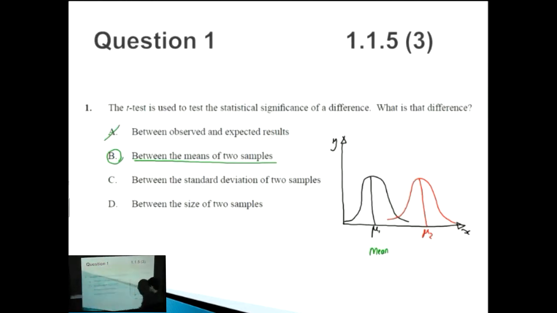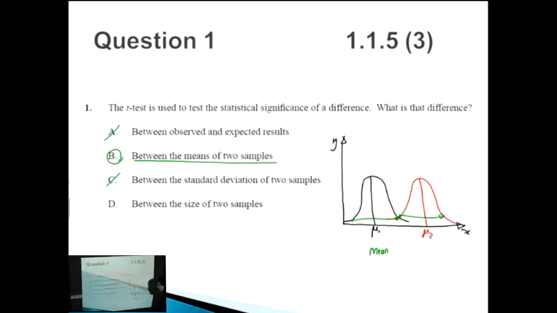Now if we're comparing the standard deviation of two samples, we'd be comparing the spread of these two. So say from this point over here to this point, or comparing from the red point all the way over here. And in fact, with a t-test, you're not comparing the spread of the data. The standard deviation itself is what is used to compare the spread. So it's not C. And finally, let's consider D, between the size of the two samples.